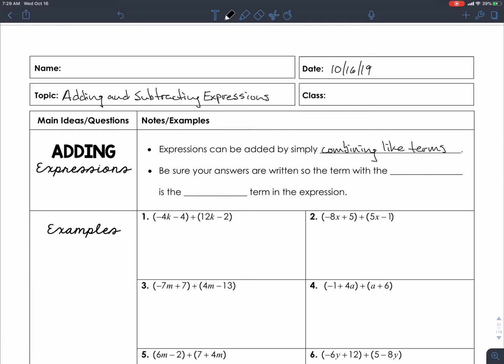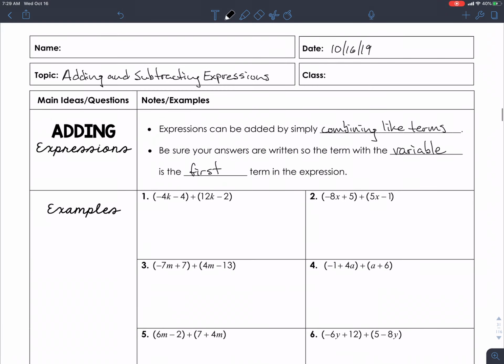Okay. Be sure your answers are written so the term with the variable is the first term in the expression. Some of you are catching on to this. Some of you are still putting the variable term last. It's not a big, huge deal. But you need to start learning to put the variable terms first, and there's a way that you can make sure you do that. So I'm going to go over these examples.